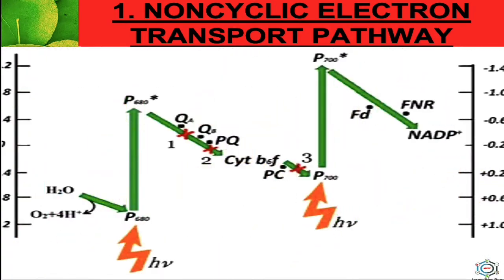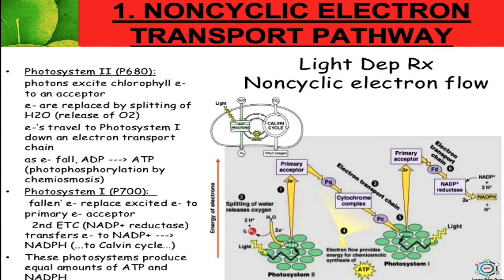Now, the electron emitted from the P700 is accepted by an unknown acceptor A, which transfers its electron to ferredoxin, an iron-containing protein, which is positioned at the outer surface of the thylakoid membrane. The reduced ferredoxin donates its electron to NADP+. The NADP+ takes an electron from ferredoxin, protons from the medium and gets reduced to NADPH in presence of enzyme ferredoxin NADP reductase. So, this is all about the non-cyclic electron transport pathway.